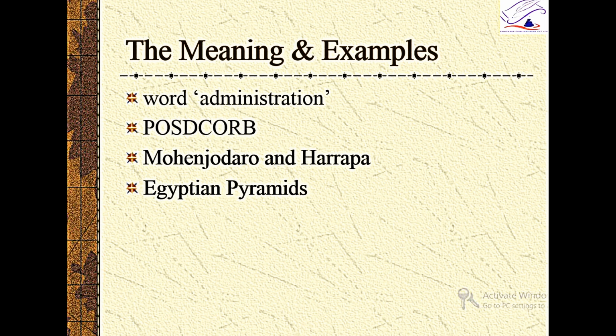So, the meaning with example: the word administration has been derived from the Latin words ad, to, and minister, to serve. Public means people or citizens. Thus the word administration means to execute the policy of the government to serve the public. Management is also defined as a cooperative human endeavor to achieve given goals.